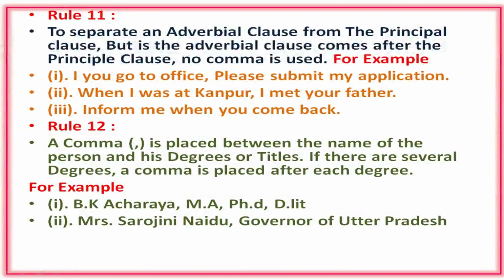Same. Rule number 12. A comma is placed between the name of the person and his degrees or titles. If there are several degrees, a comma is placed after each degree. For example, B.K. Acharya, M.A., Ph.D., Delhi. Mrs. Sarojini Naidu, Governor of Uttar Pradesh.